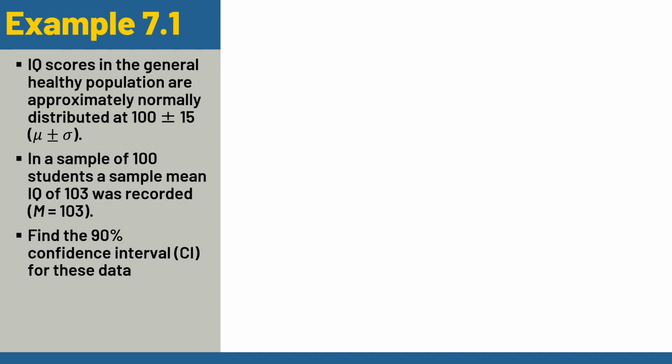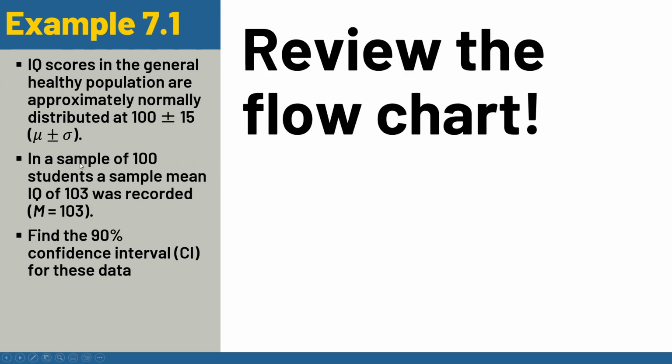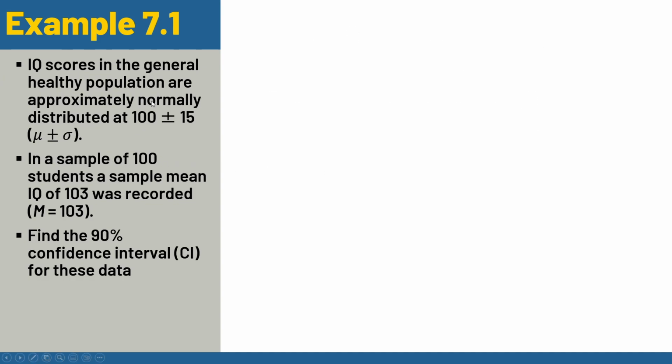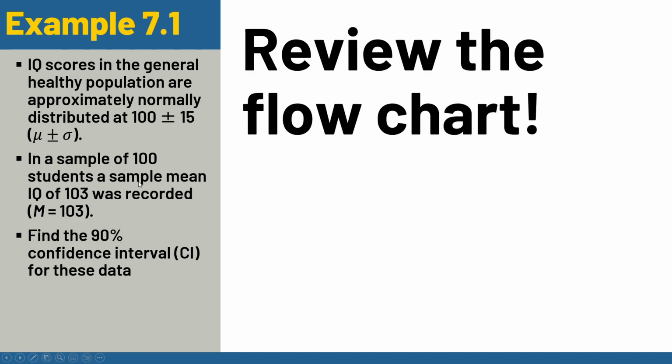In other words, ignoring what's previously known, right? We want to take this sample mean and find the 90% confidence interval for the population mean. And so first, let's review the flow chart to see which test we need to use.